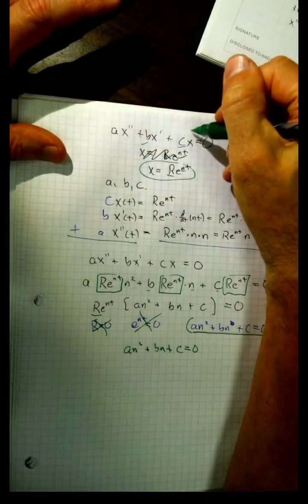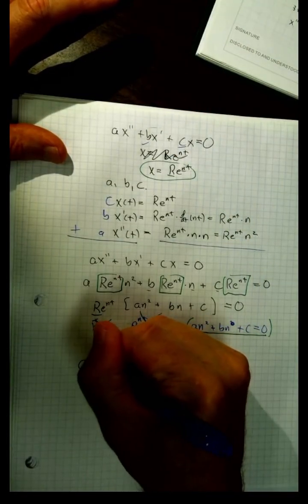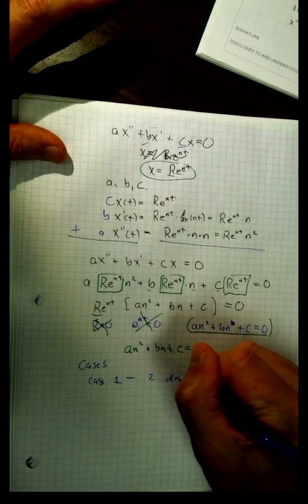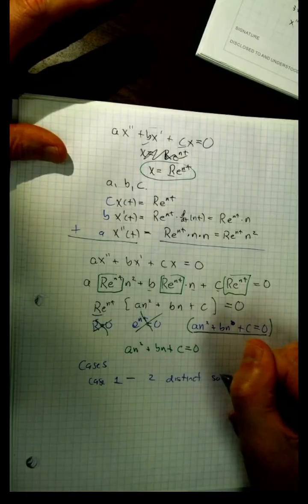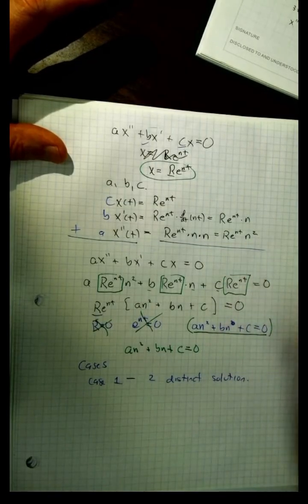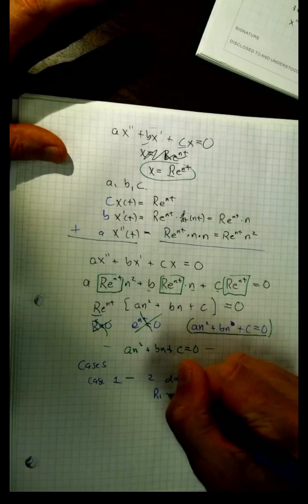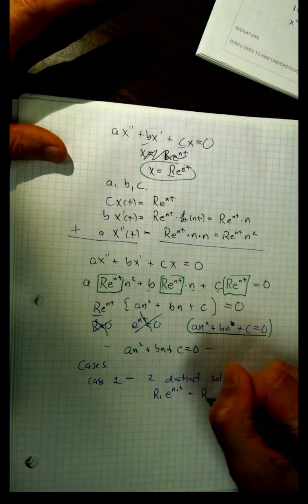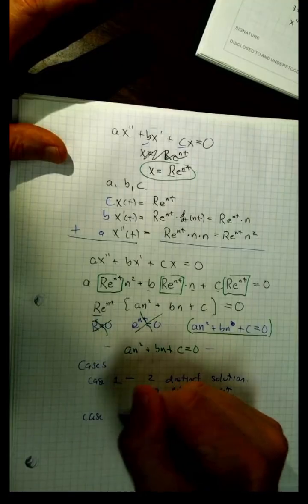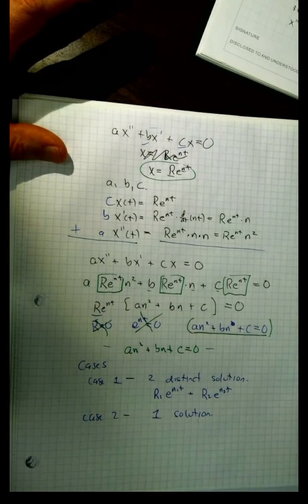Now, this is second order, so I need to have two solutions. So there's going to be three cases. The first is I'm going to have two distinct solutions. I'm going to have two different values of n that satisfy this. And if I do that, I'm going to basically have r1 e to the n1t plus r2 e to the n2t is going to be a solution. Case 2 is there's a double root or one solution.